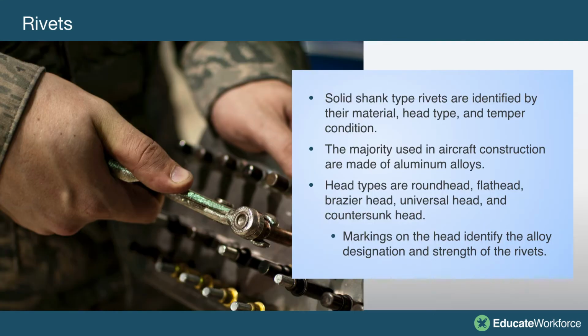Solid shank type rivets are identified by the material they're made of, the head type, and their temper condition. The majority used in aircraft construction are made of aluminum alloy. Head types are round head, flat head, brazier head, universal head, and countersunk head. The two most common are going to be the universal head and the countersunk head. Markings on the head of the rivet are used to identify the alloy designation and the strength of the rivets.